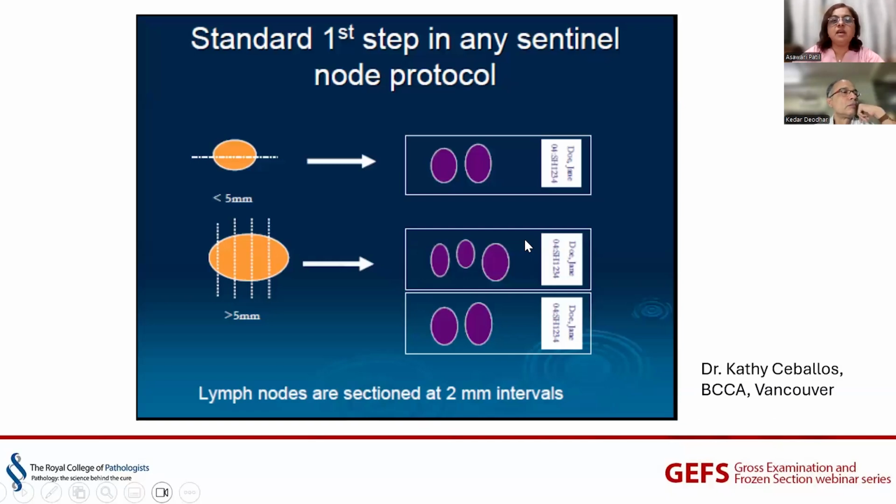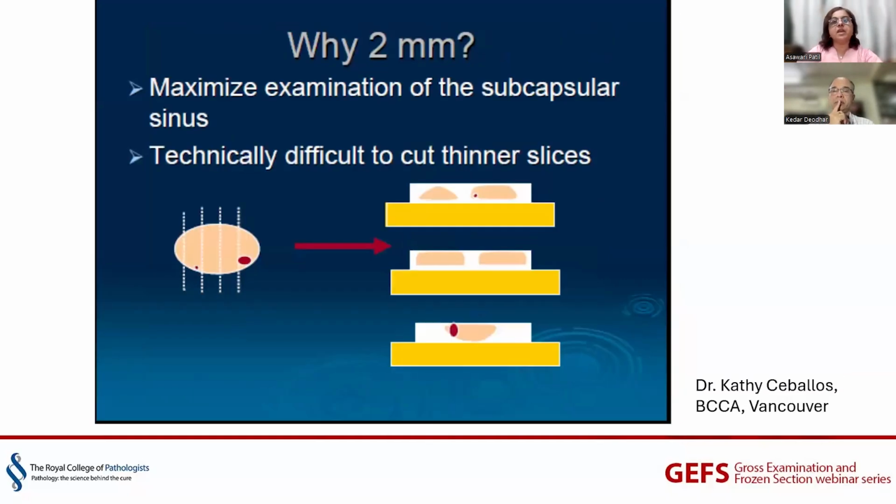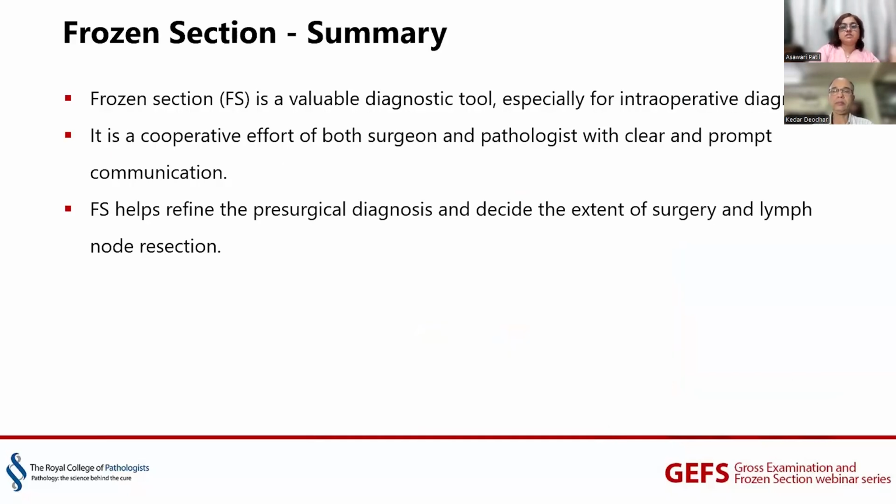And this is then finally the way it is to be cut: the smallest node is bisected. Anything more than 5 millimeter, bread loaf it and place each and every section on the chuck so that the final stained slide shows all the slices and you can identify the metastatic focus if it's present. Should we go for step sectioning here? No, we don't. We cannot go for step sectioning during frozen section, although it depends on the institution if they have a different protocol. Ideally, step sectioning is done for paraffin section. Why is it 2 millimeter? Because we don't want to miss at least macrometastasis. Micrometastasis may be missed even with this.